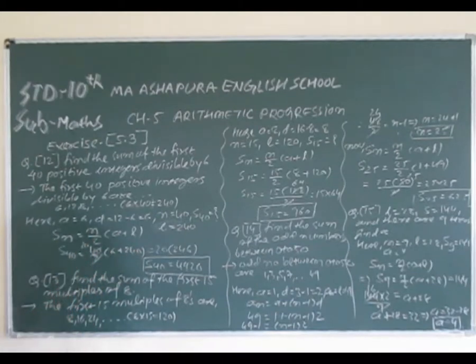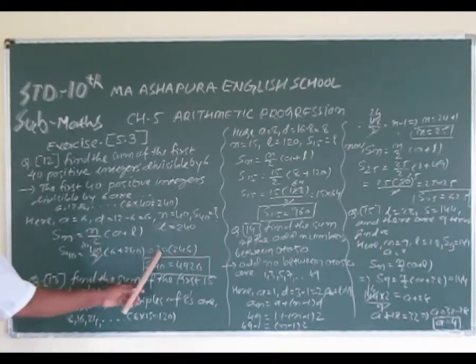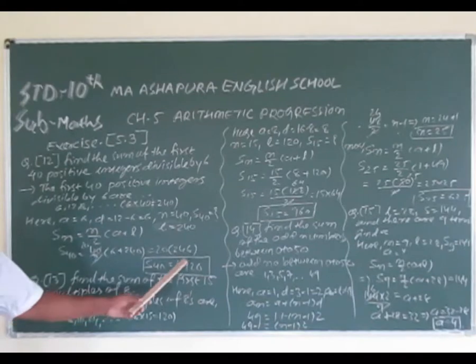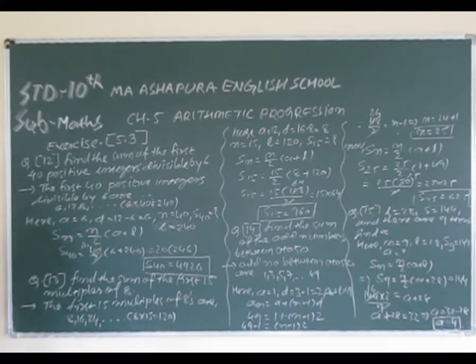6 plus 240 is equal to 246. And 2 twos are 4, so 40 by 2 is 20. So now we get the product of 20 multiplied by 246, and finally the product of the numbers is 4920. So S40 is equal to 4920.